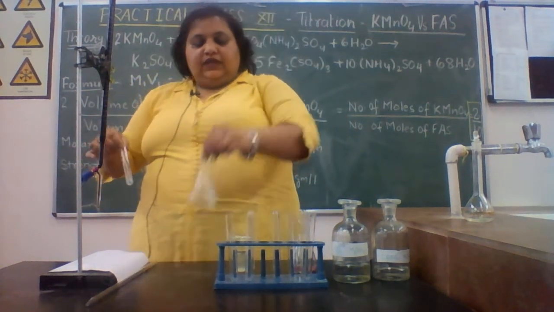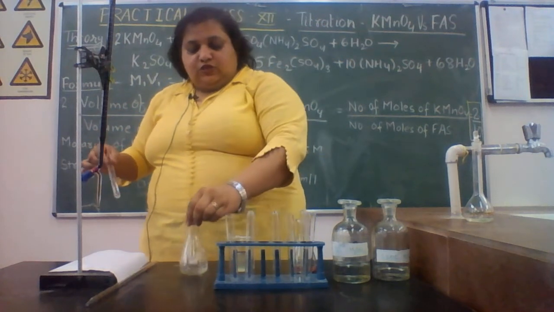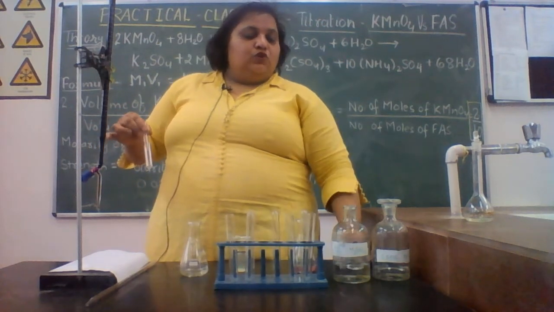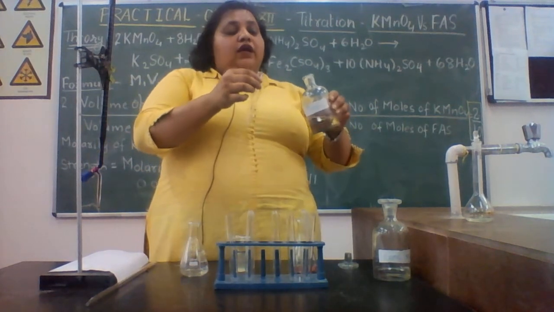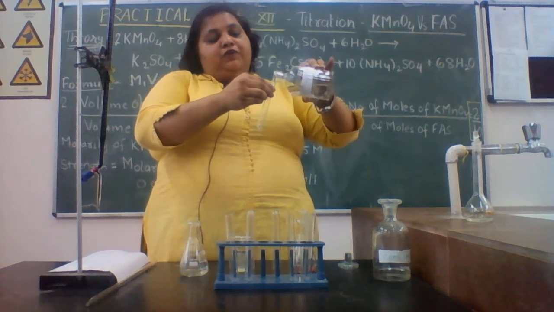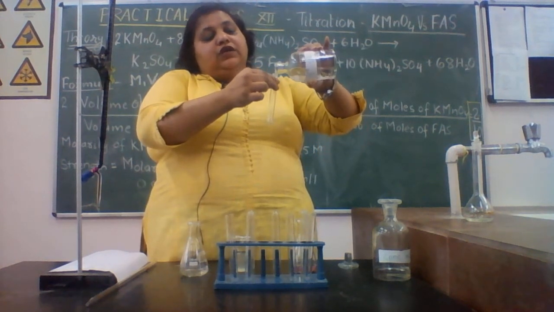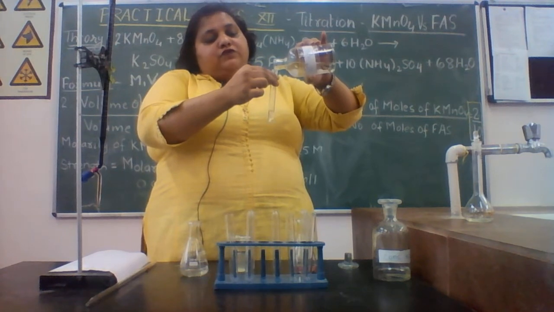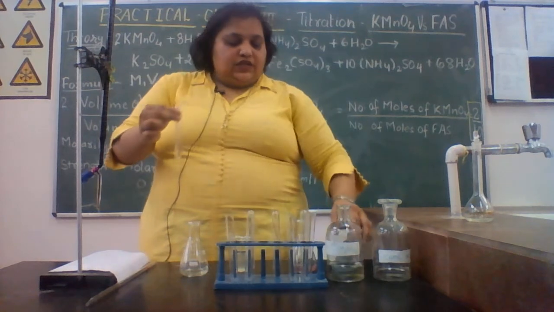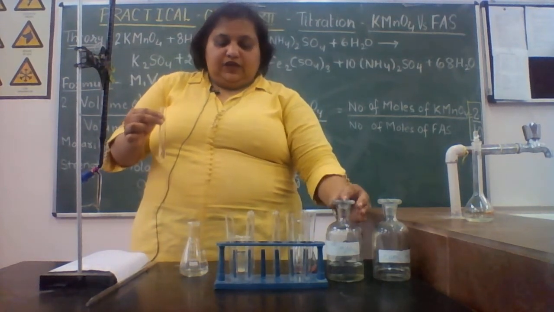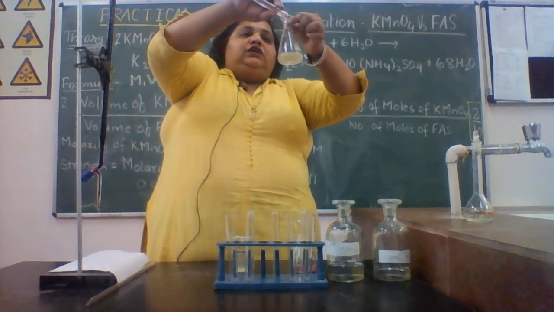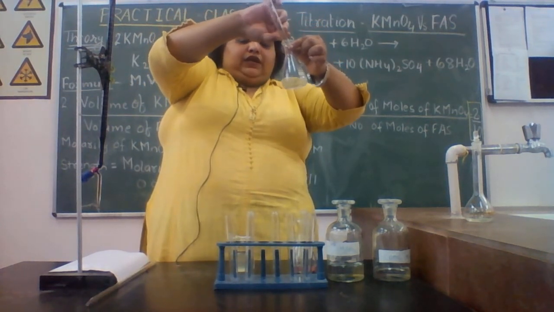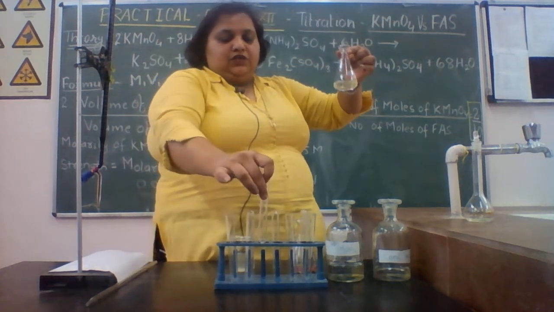I have taken the 10 ml of the solution. So, I will take half a test tube of dilute sulfuric acid, which you have to use. Last time, at the time of preparation of the standard solution, concentrated sulfuric acid was used to avoid the oxidation of ferrous into ferric. Now, I am going to add this half test tube of sulfuric acid into this titrating mixture. This is called the titrating mixture.